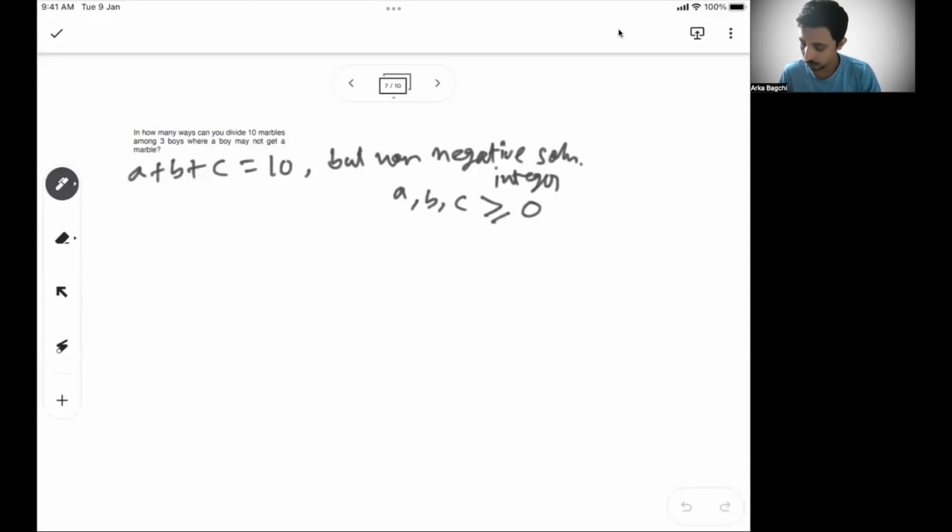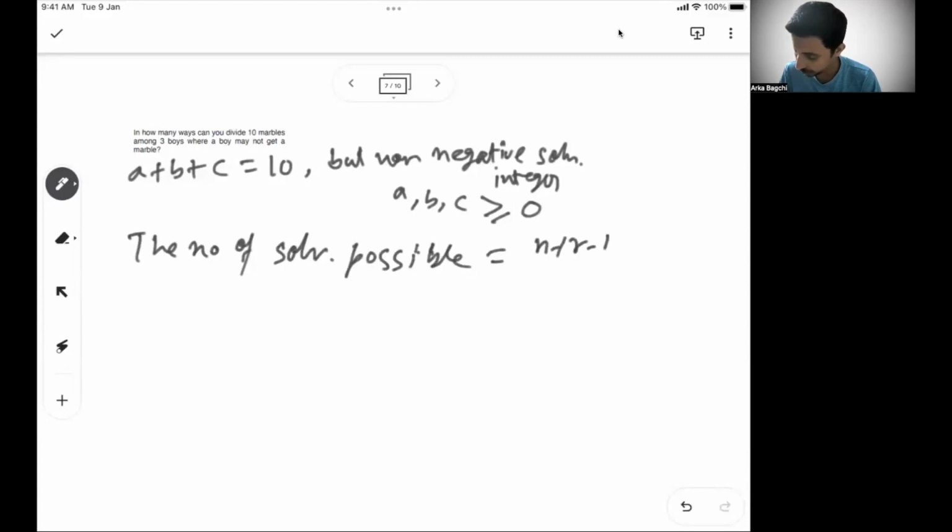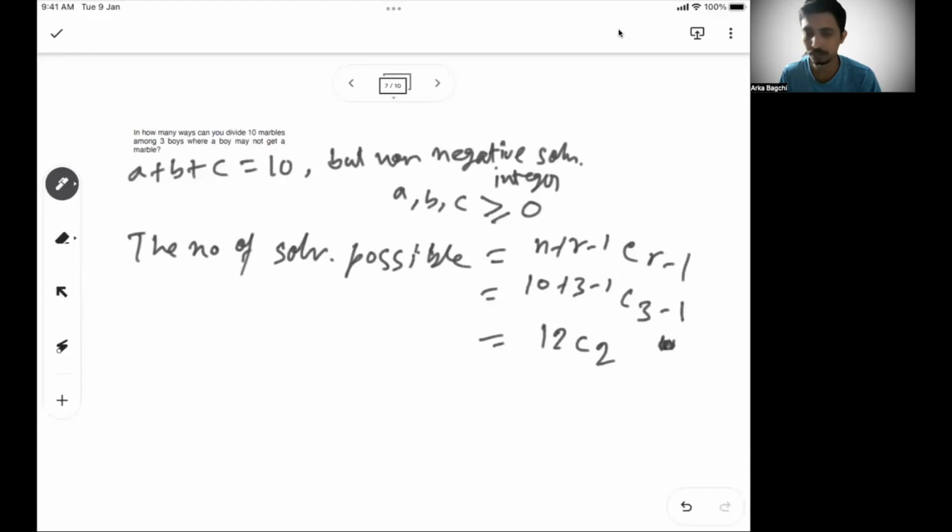Okay. So now, first I'll tell you the formula for this. If it is non-negative solutions, then the number of solutions possible is n plus r minus 1 C r minus 1. So here it is 10 plus 3 minus 1 C 3 minus 1, or you can say 12C2 solutions possible.